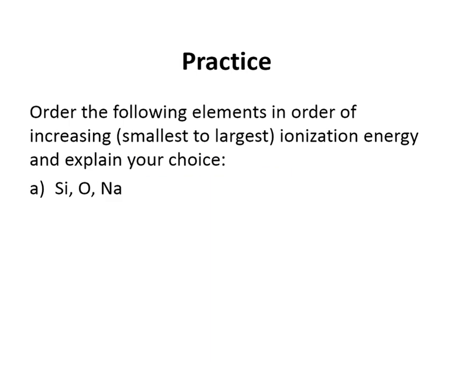So here are our elements, and here's the question. This question says we want to put them in order from smallest to largest ionization energy and explain our choice. So we've got silicon, oxygen, and sodium this time. So just like last time, you want to try and find where those elements are on your periodic table first and see if you can make some sense as to the order, and then we'll look at why it's happening.